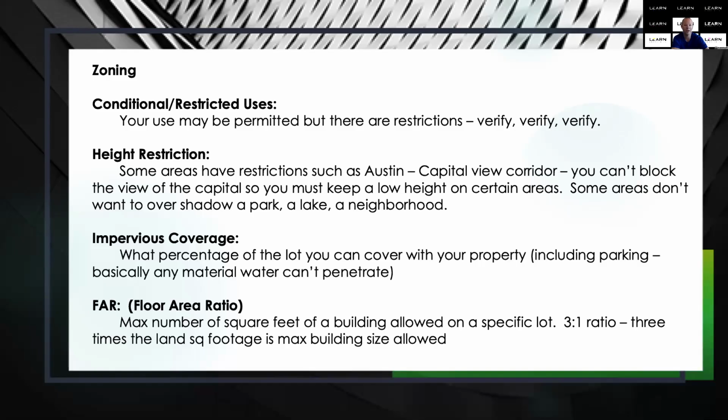FAR, floor area ratio. That's the max number of square feet of a building allowed on a specific lot. So like a 3-to-1 ratio, that's 3 times the land square footage is the max building size allowed. You mainly see this in downtown space.